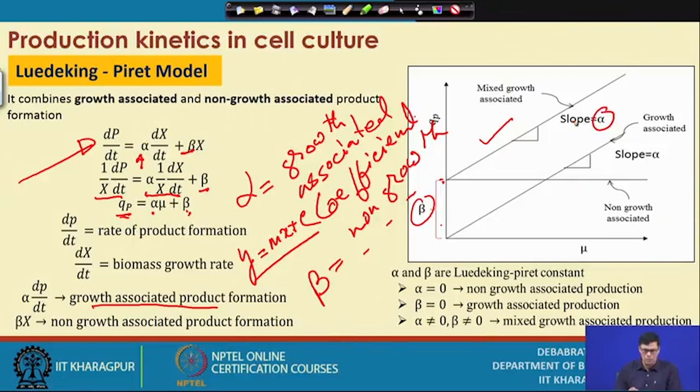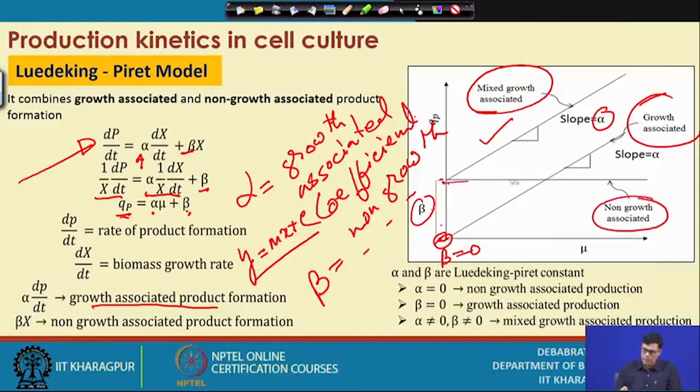So, when in the growth model we have both alpha and beta values, then we call it mixed growth associated product. Now, when beta is 0, the beta value equal to 0, am I right? This line is passing through the origin. Then we consider this as a growth associated product. Now, in case of non-growth associated product, the beta value should not change with respect to mu. You can see here that your specific rate of product formation should be constant. It will not change with respect to the mu value. Then we call it non-growth associated product.